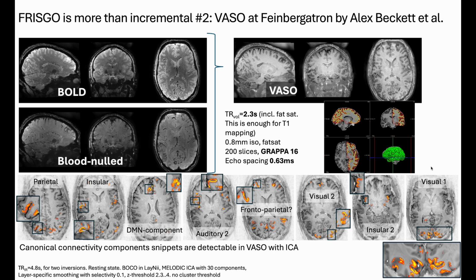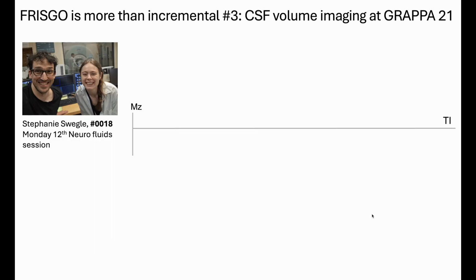At the Fine-Bergertron scanner, with the impulse gradient, you can actually push FRISGO even further and on the other side of the forbidden frequencies, which then allows us to really acquire VASO within one single inversion recovery whole brain with 200 slices at 0.8mm resolution, where we do see the canonical resting state networks without veins at layer resolutions.